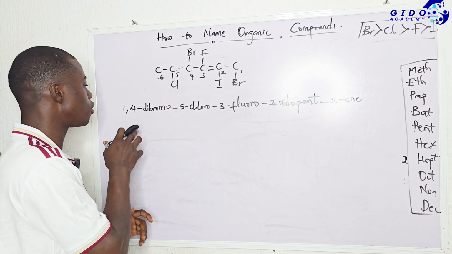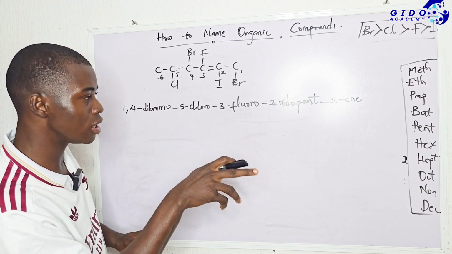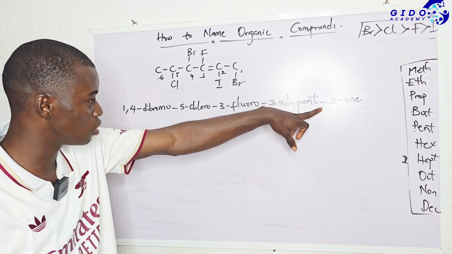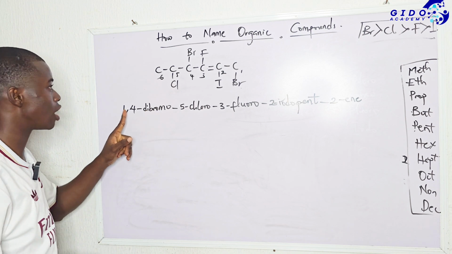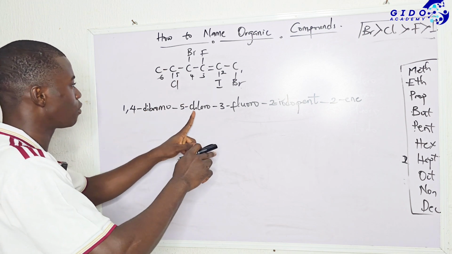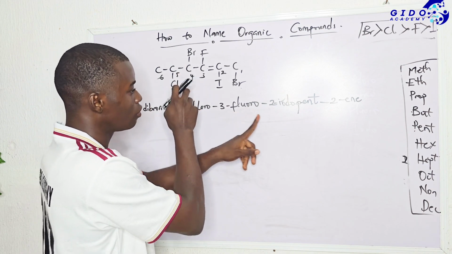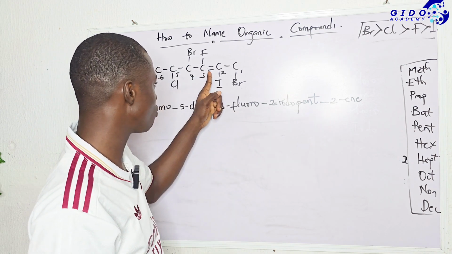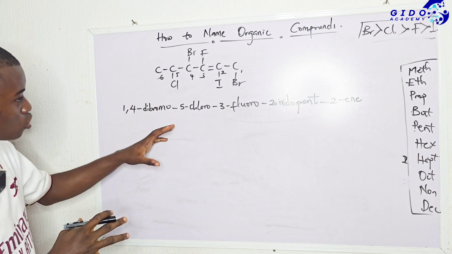So it will be 1,4-dibromo-5-chloro-3-fluoro-2-iodo-pent-2-ene, or 2-pentene. These numbers talk about the position. Any digit you see here is talking about the position of the dibromo. The dibromo is position 1 and 4. 5-chloro, position 5. 3-fluoro, position 3. 2-iodo, iodine is in position 2. Then pentene. Double bond is position what? Position 2. So this is how you name your structures.